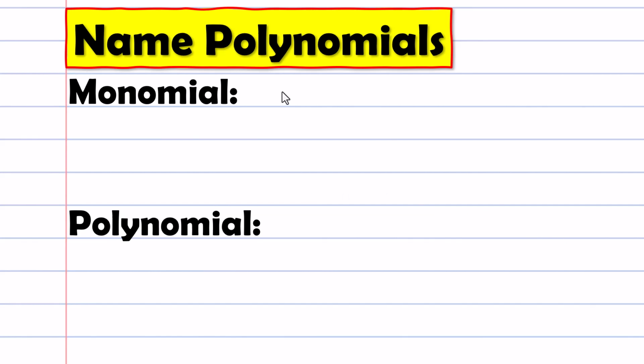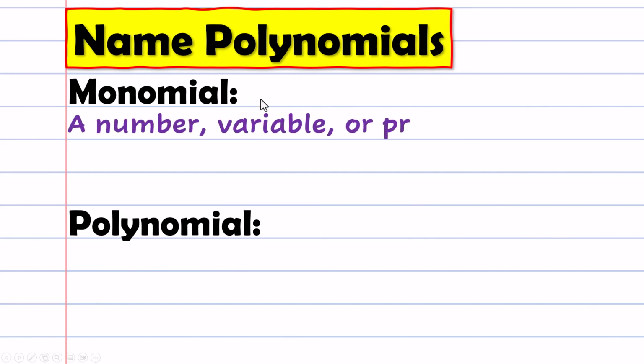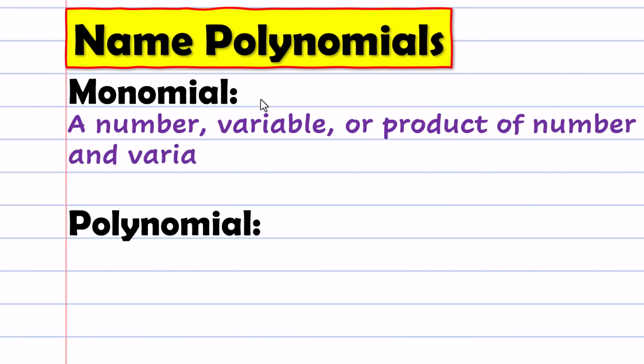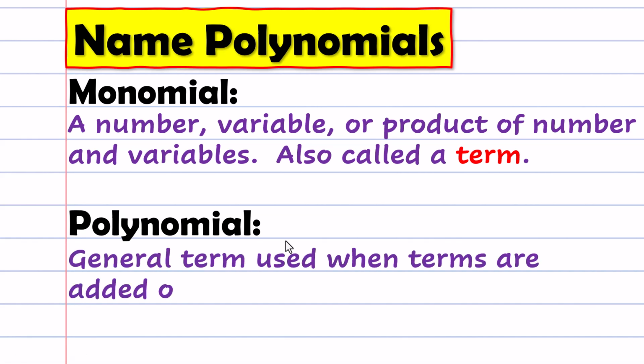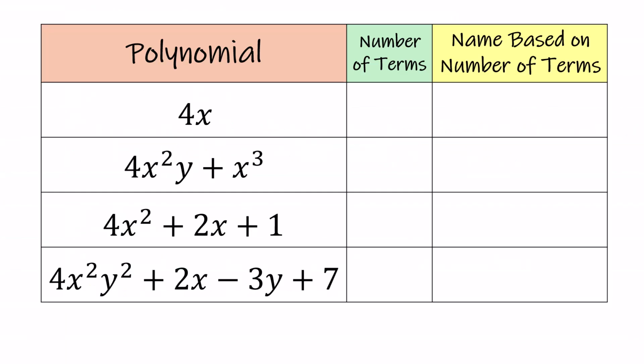Let's define them. A monomial is a number, a variable, or a product of a number and variables. It's also called a term. This will make more sense when you see it. I just need to get some of these definitions out of the way. A polynomial is a general term used when the terms are added or subtracted. Let's take a look at this.